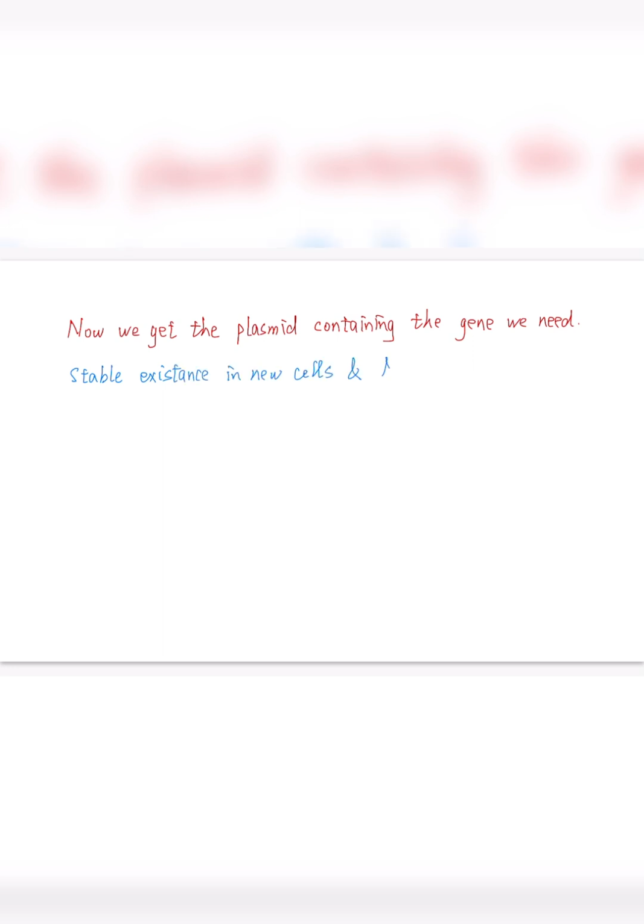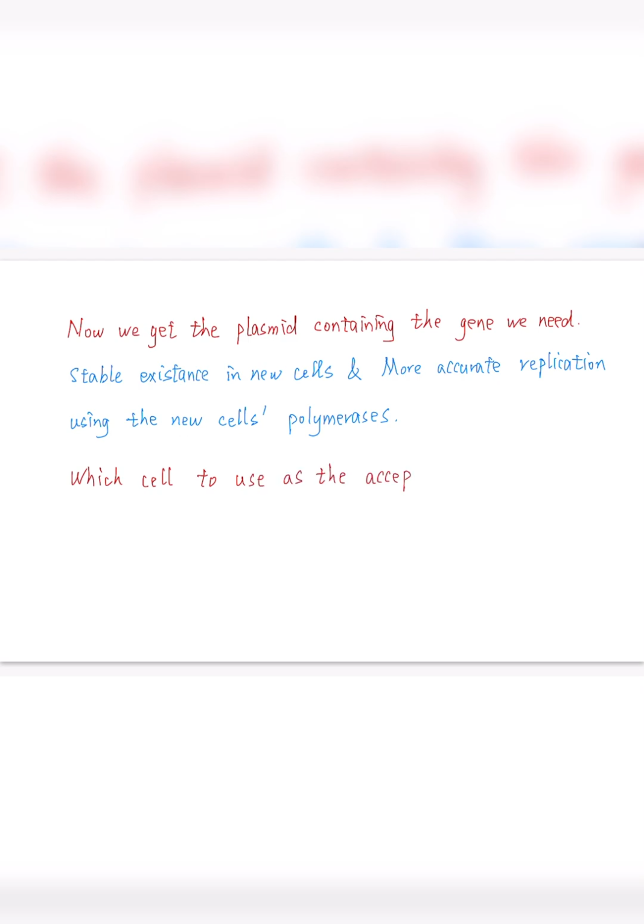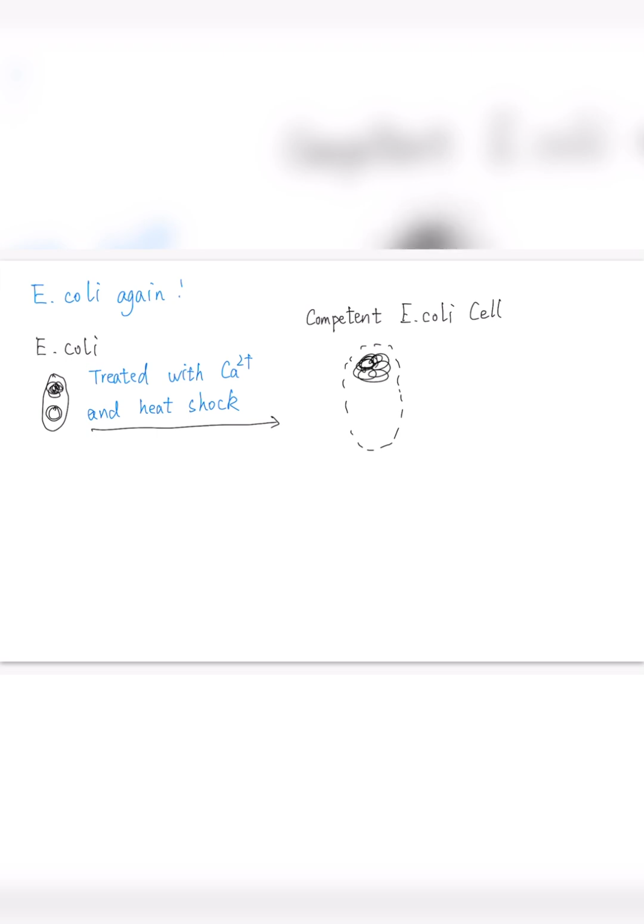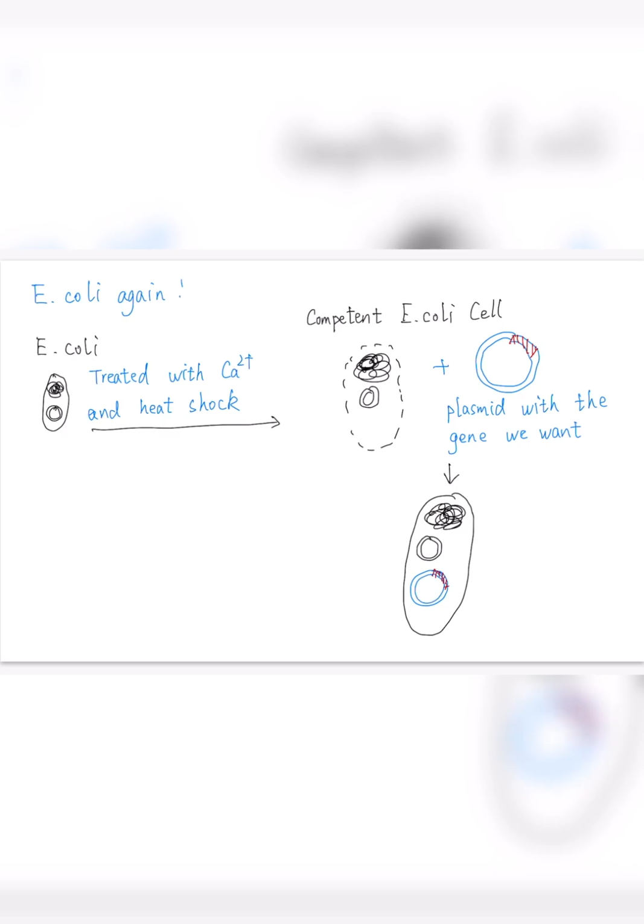Now we get the plasmid containing the gene we need, which means the gene we need can now stably exist in new cells and can be accurately replicated using the new cell's polymerases. The new question is, which cell are we going to use as the acceptor of this plasmid? Well, as you may already have guessed, E. coli again. After treating E. coli with calcium ion and heat shock, it can become competent, which means it's able to take up the plasmids in its surrounding environment. And after putting the plasmid that we just got into the liquid containing these competent E. coli cells, we're going to get E. coli transformed by the plasmid, or what we call transformants.